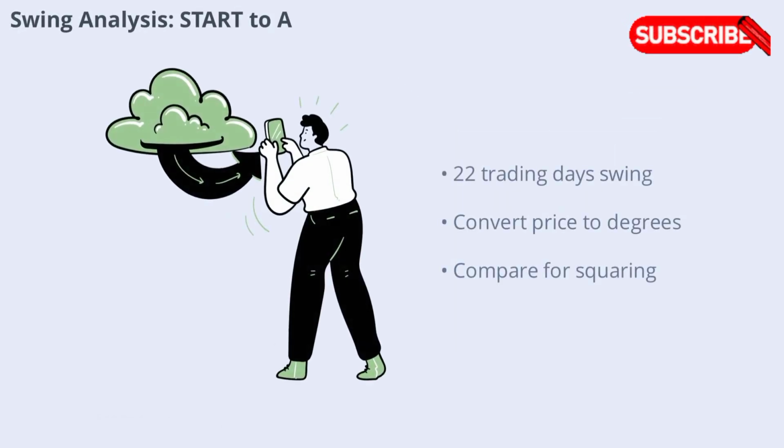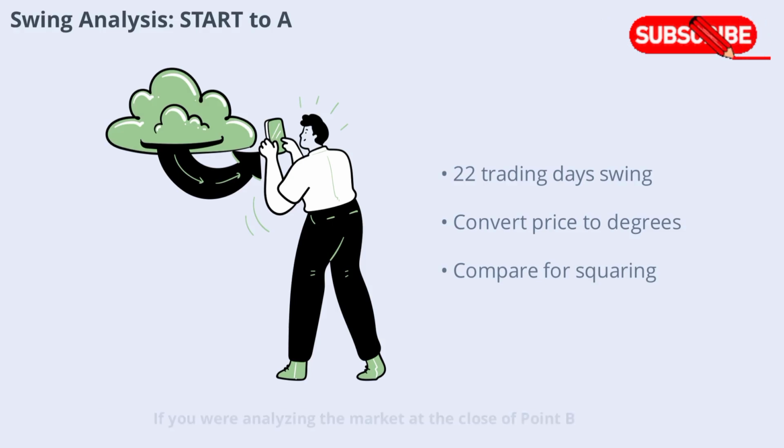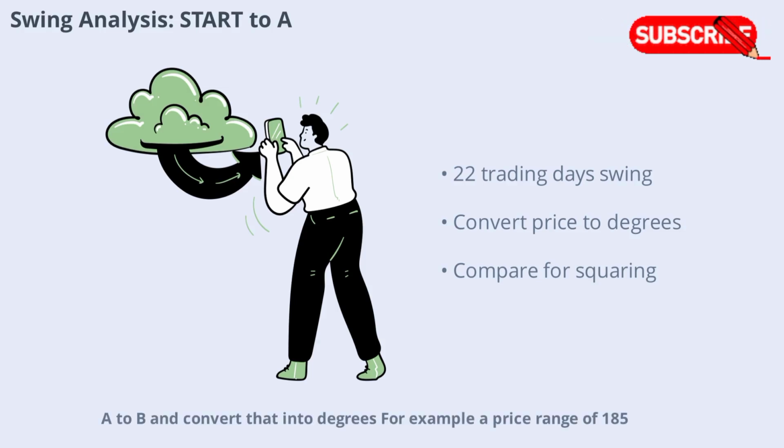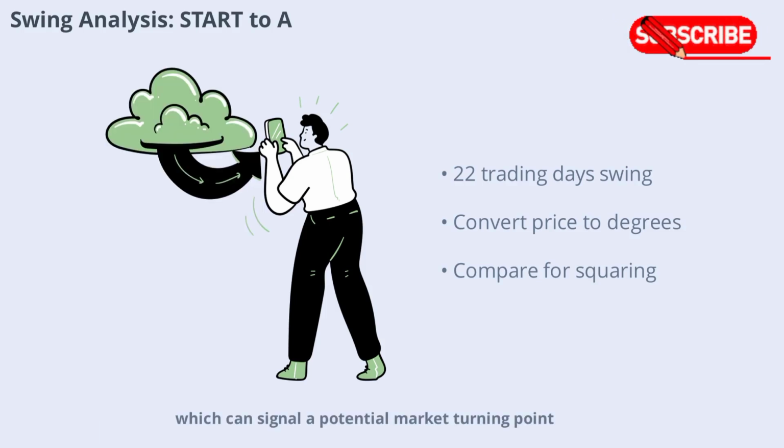From the starting point to point A, there was a swing of 22 trading days. If you were analyzing the market at the close of point B, you measure the close-to-close price range from A to B and convert that into degrees. For example, a price range of 185.94 points equals 70 degrees, while 22 trading days convert to 259 degrees. Comparing these values helps determine if price and time are squared, which can signal a potential market turning point.